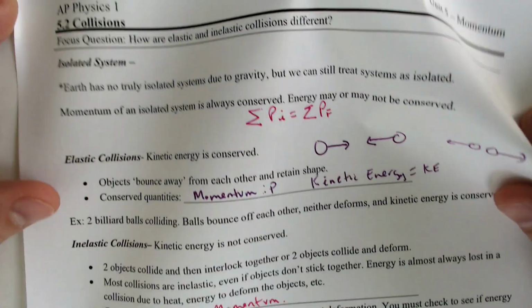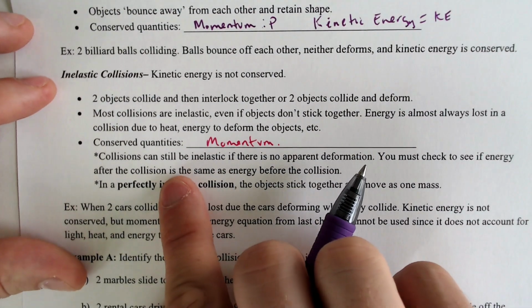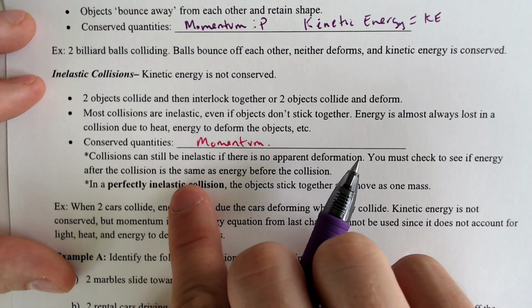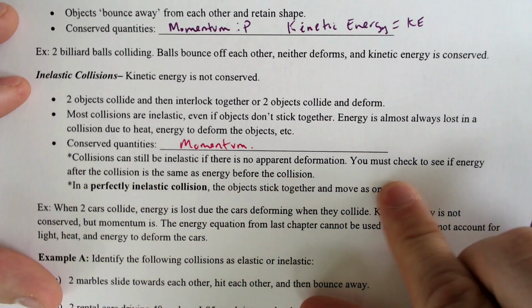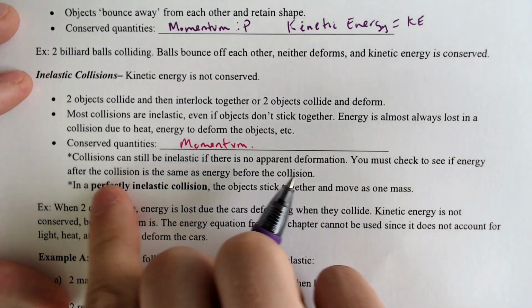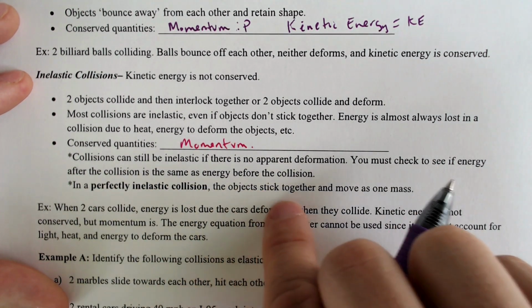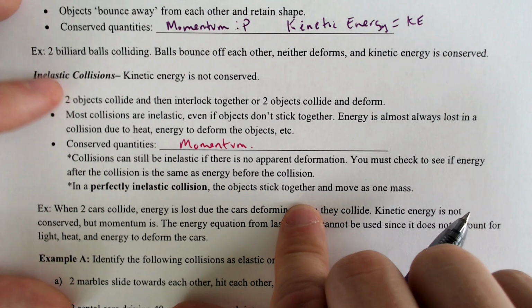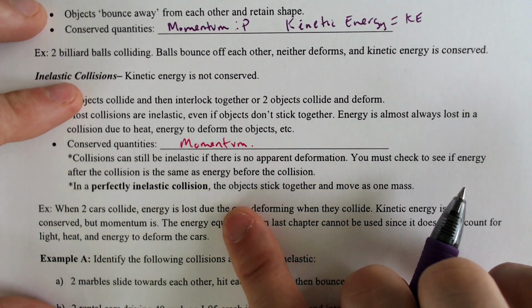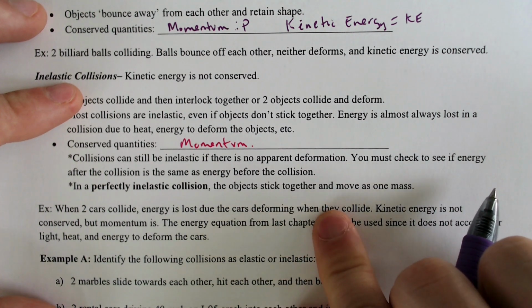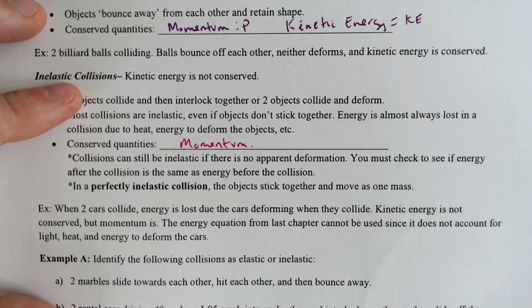All right, another thing that is kind of cool is collisions can still be considered inelastic even if there is no apparent deformation. You must check to see if the energy after the collision is the same as the energy before the collision. And if it is a perfectly inelastic collision, the objects will completely stick together and move as one mass. All right, so that's kind of cool.